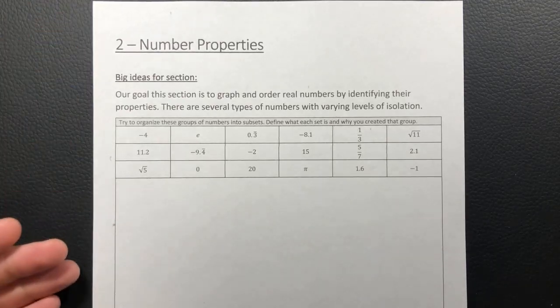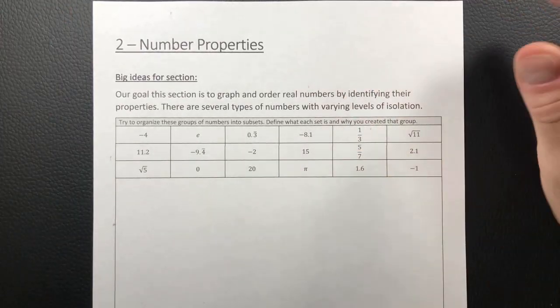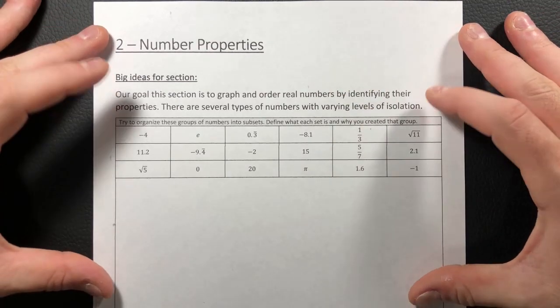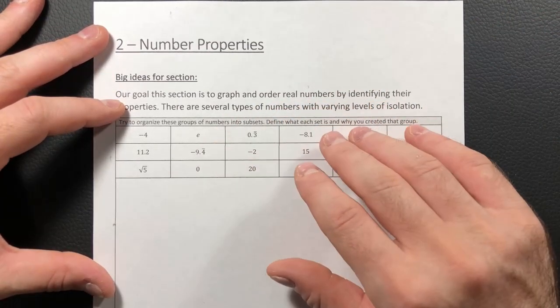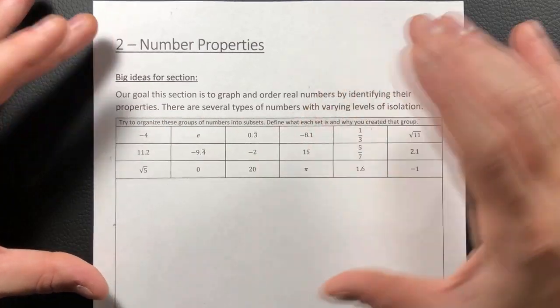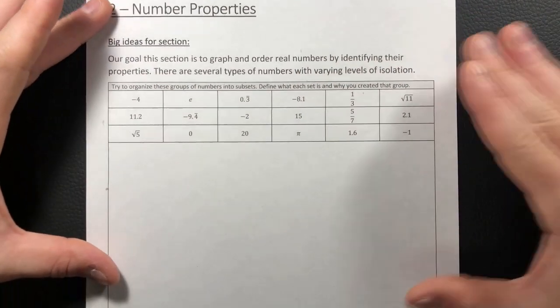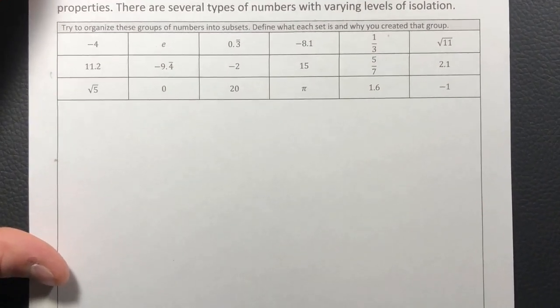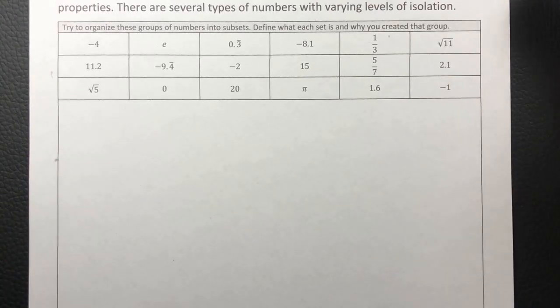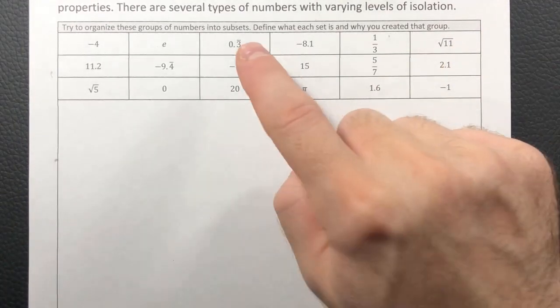So today we're going to be going over the introduction for chapter 2, which is number properties. And so the big ideas for this section is to be able to graph and order real numbers by identifying their properties. Here are the types of numbers that we're going to be seeing. And so as a starting exercise, let's go ahead and try and organize these into subsets.